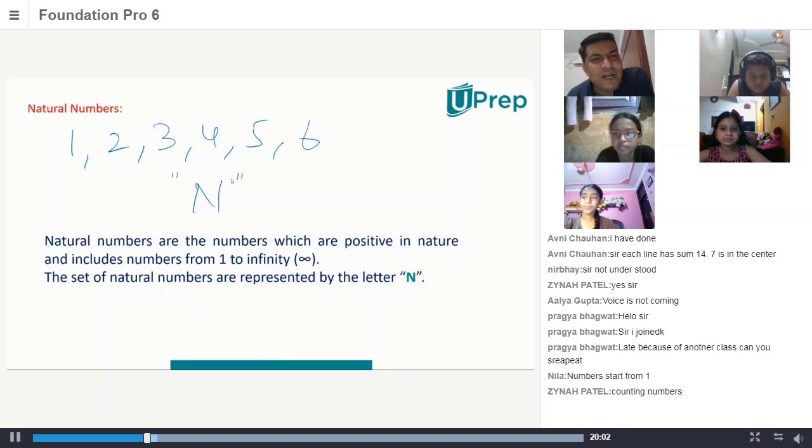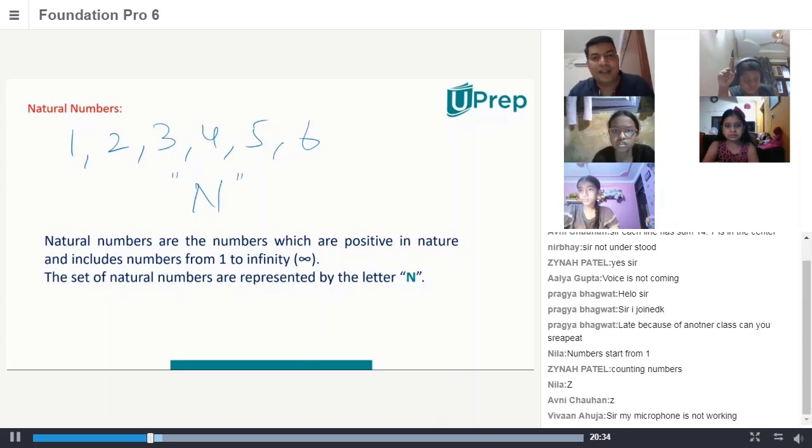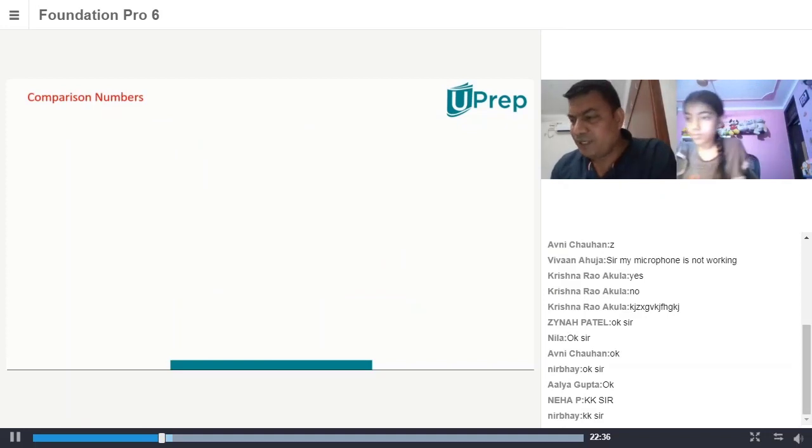Okay. So does anyone know how whole numbers are denoted? Whole numbers are denoted by W. We have comparison of numbers, right? How do we compare numbers?